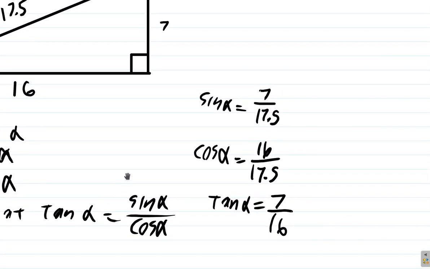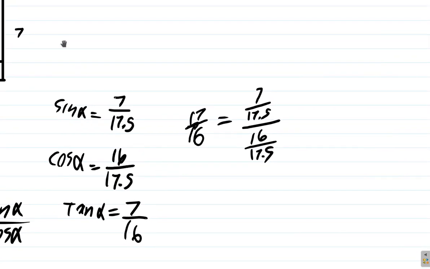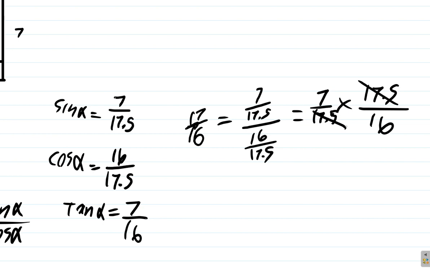Here, show that tan is sine over cos. So tan is 7 over 16. It's supposed to be sine, which is 7 over 17.5, over cos, which is 16 over 17.5. This is a fraction divided by another fraction. Now you remember how to deal with division of fractions. It's going to be 7 divided by 17.5 multiplied by the reciprocal, 17.5 divided by 16. But 17.5 would cancel 17.5.